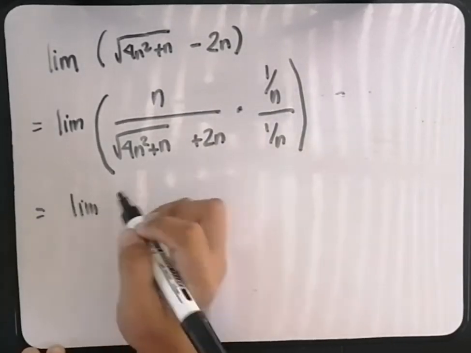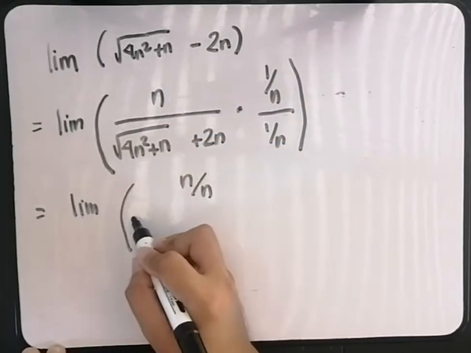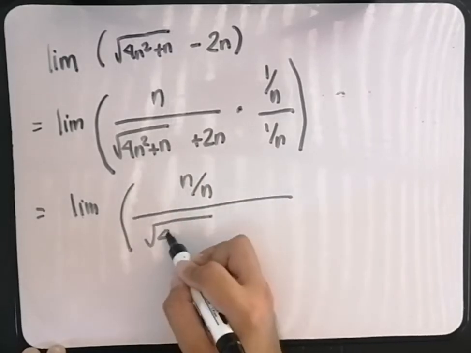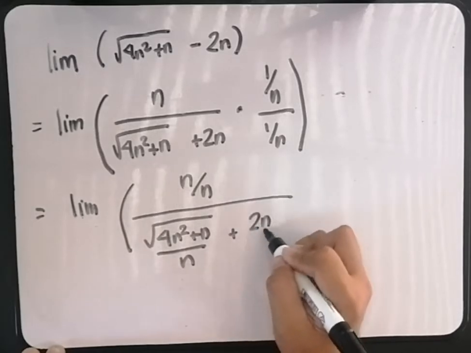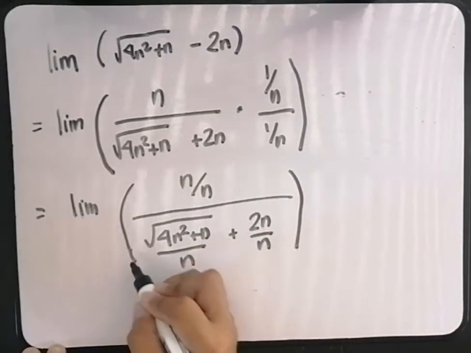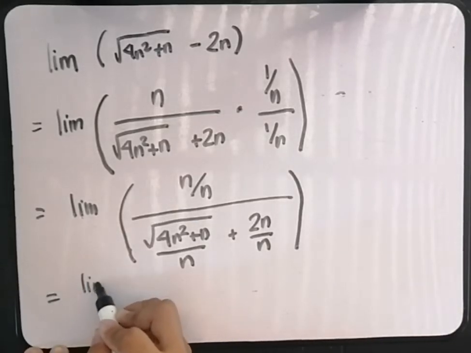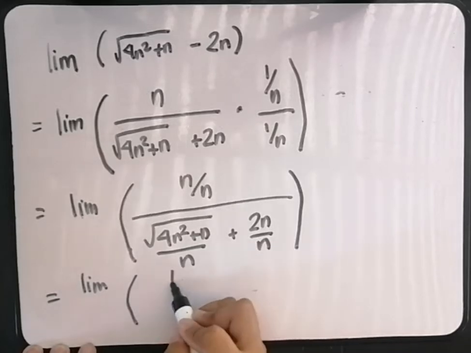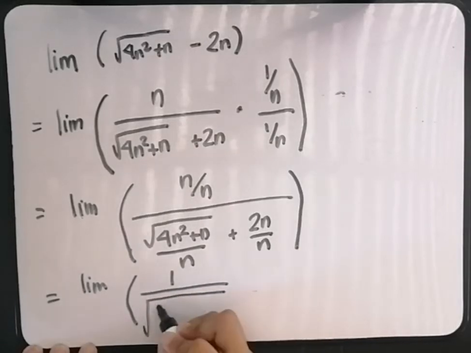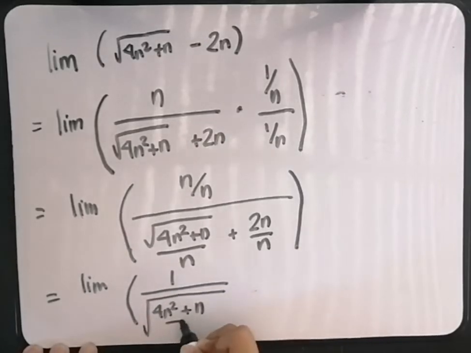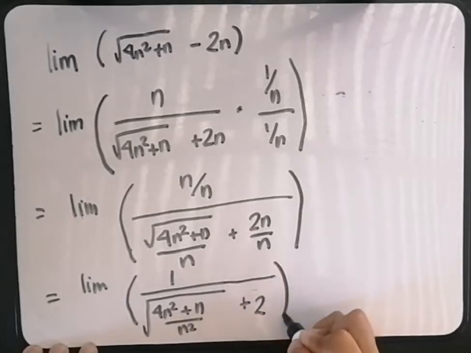the limit of n over n divided by the square root of 4n squared plus n over n plus 2n over n. Then we have the limit of 1 over, pag pinasok natin yung n sa loob, that becomes 4n squared plus n over n squared plus 2.